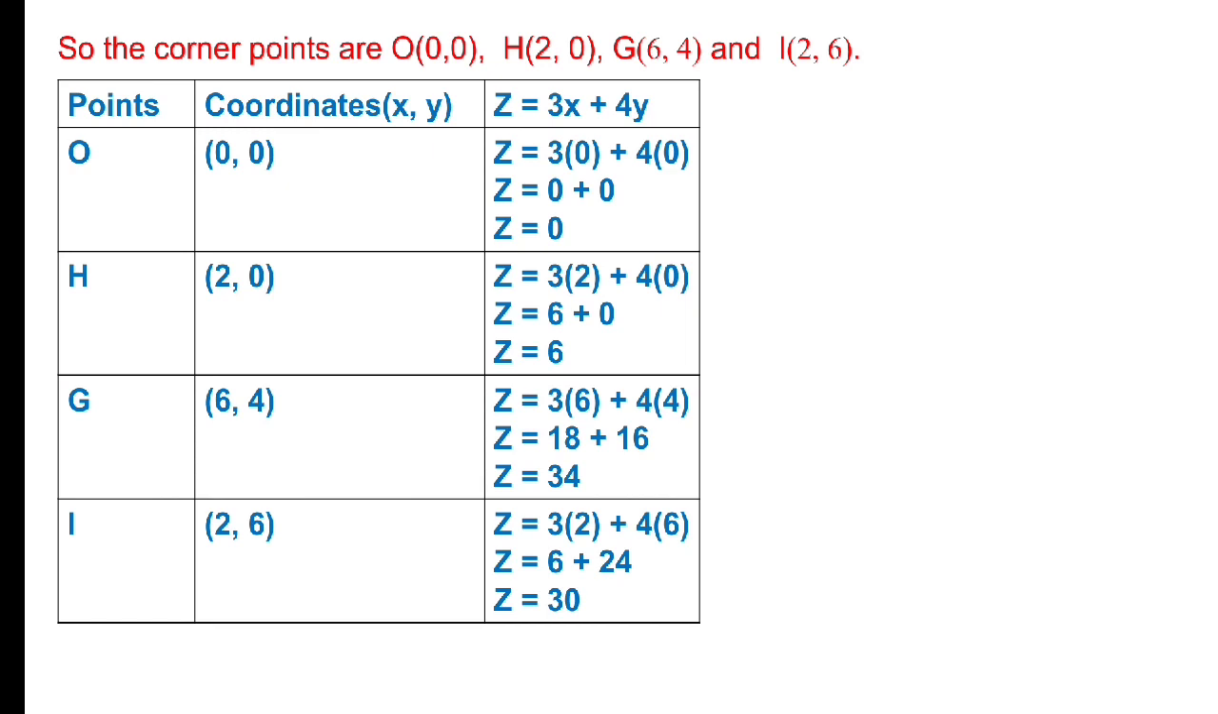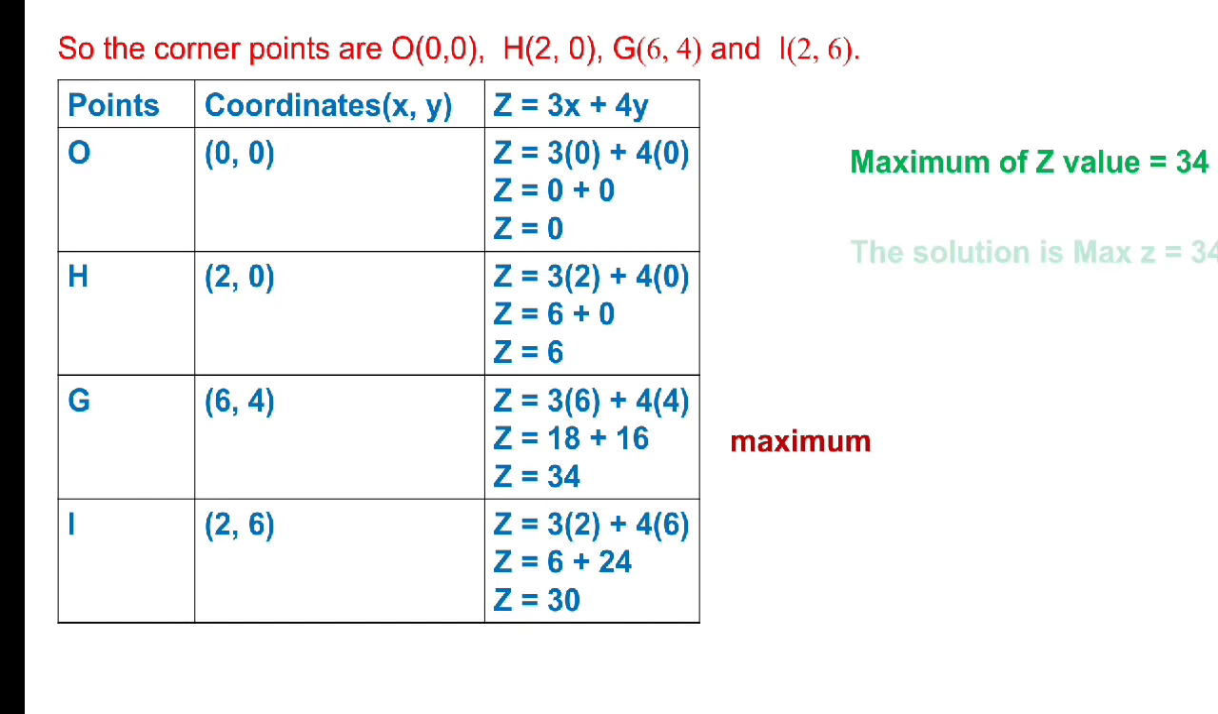Among these, the maximum value is z equal to 34. So the solution is maximum z equal to 34, where x value is 6 and y value is 4. In this way, I explained two problems, one with 2 constraints and another with 3 constraints. Any number of constraints doesn't matter; the variables should be 2, and then we can solve in this format.